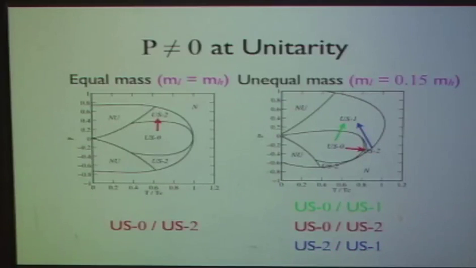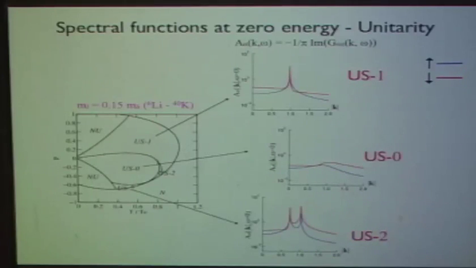So then how can you probe this? Still, the spectral function is useful at unitarity at finite temperature. The US1 phase shows a single peak, which corresponds to the single sphere of nodes. US0 has no peak at zero energy, and in the US2 phase there are two peaks. So by probing the spectroscopic properties, we can see some topology of the system in momentum space.